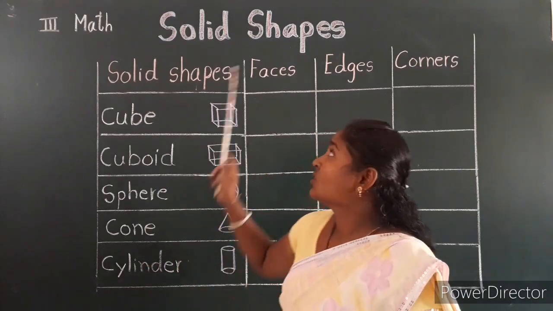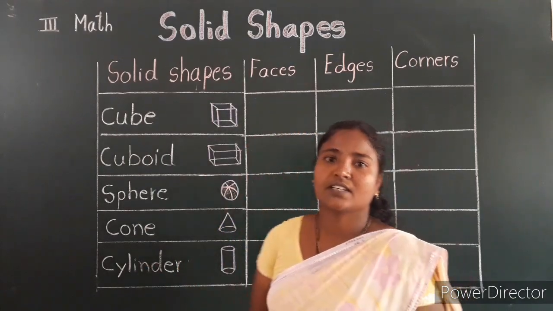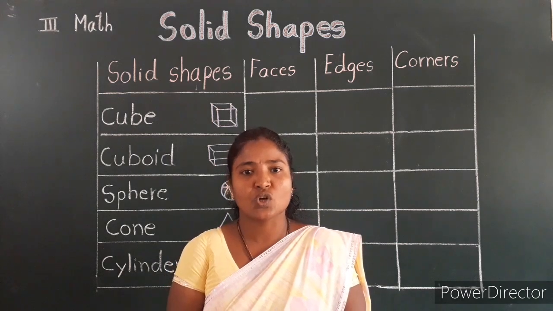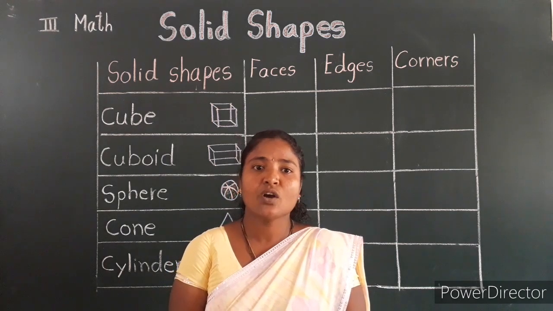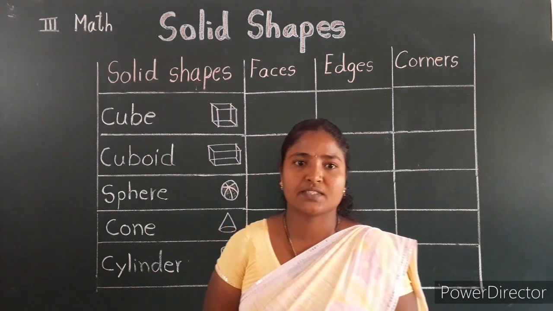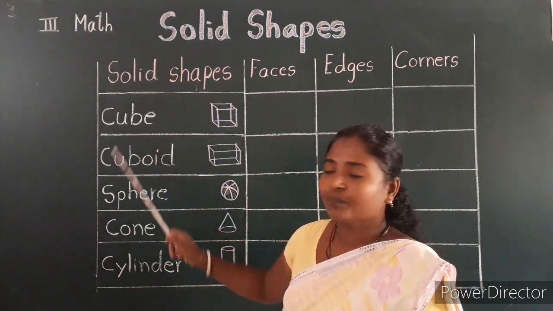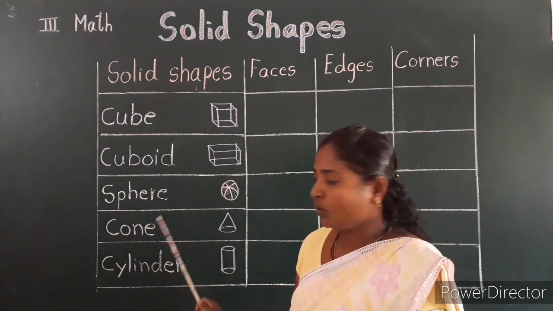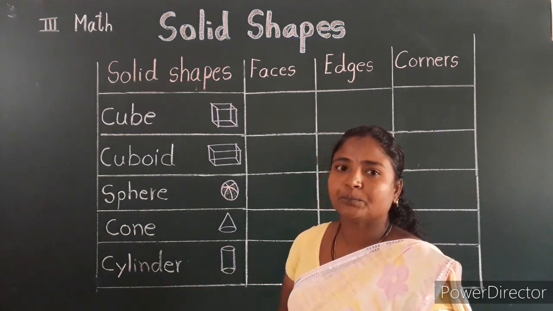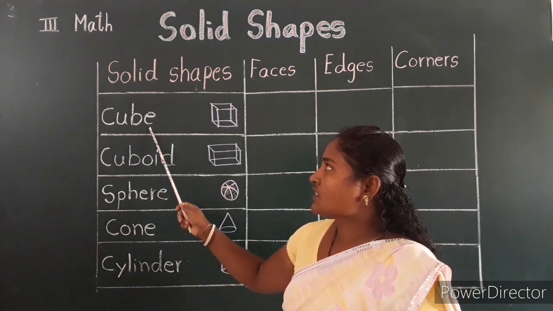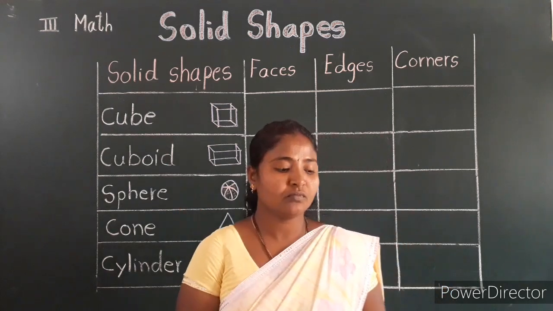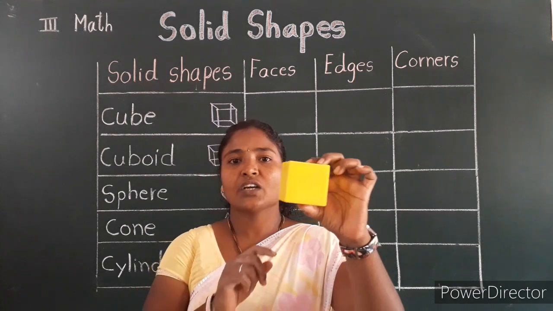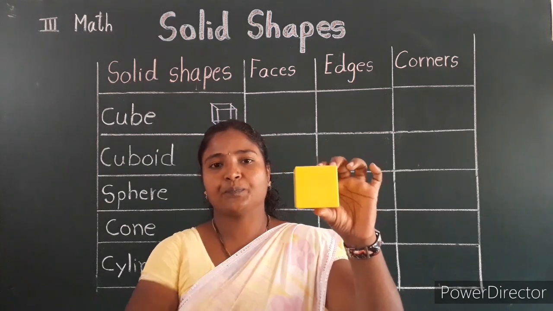Let's move to solid shapes. Children, in the previous class you learned about solid shapes. Let us learn more about solid shapes, like cube, cuboid, sphere, cone, cylinder. First one is cube. This is cube shape.